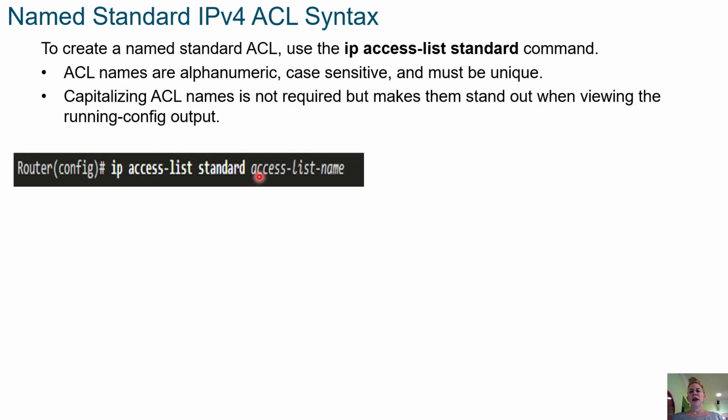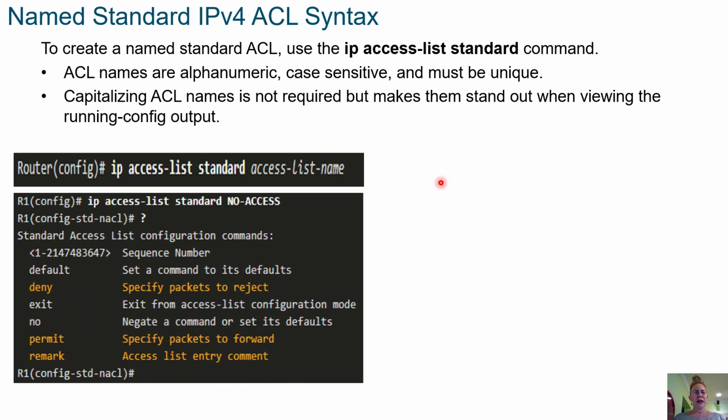Okay, well, with a named, we have to tell it that we're doing IP. This is going to actually put it into access list mode. So we move past global configuration mode into access list mode, and then we're going to be writing a standard access list. All right, so let's take a look here. I'm going to write IP access list. I'm writing a standard access list, and I'm going to call it no access. Notice it's all capitals and we don't have any spaces in there.